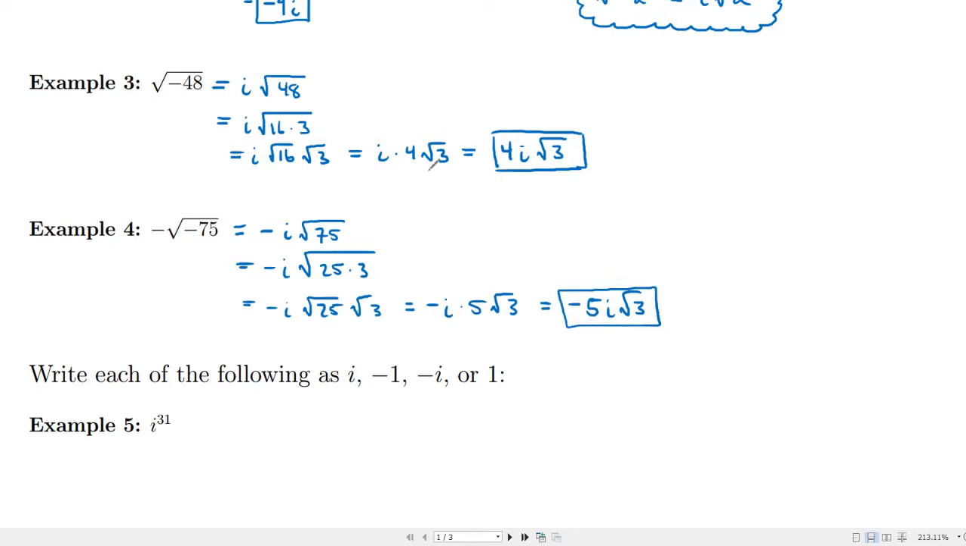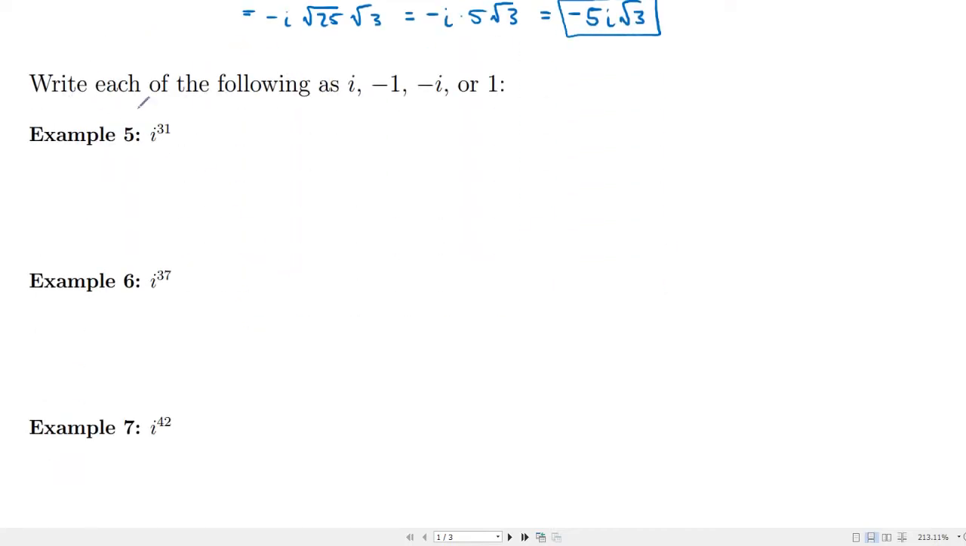Okay. Now we're asked to do the following. Write each of the following as either i, negative 1, negative i, or 1. So why are we doing that? Well, it turns out when you take powers of i that you can always simplify it into one of these 4. Why is that? Well, recall that i is defined as the square root of negative 1. So what that means is that i squared is negative 1, right?